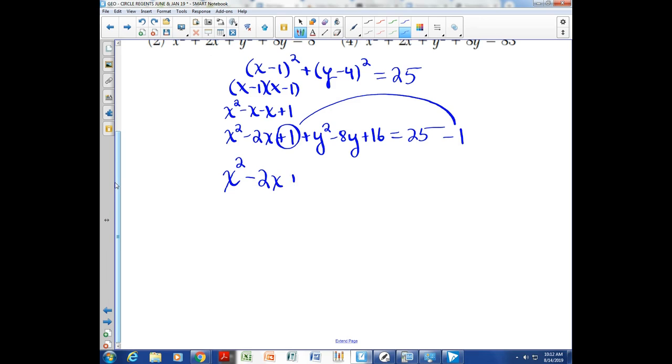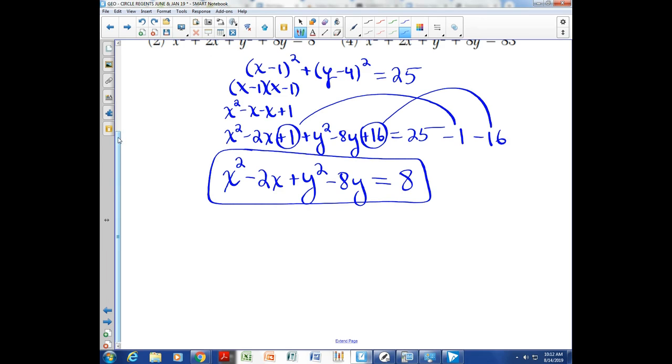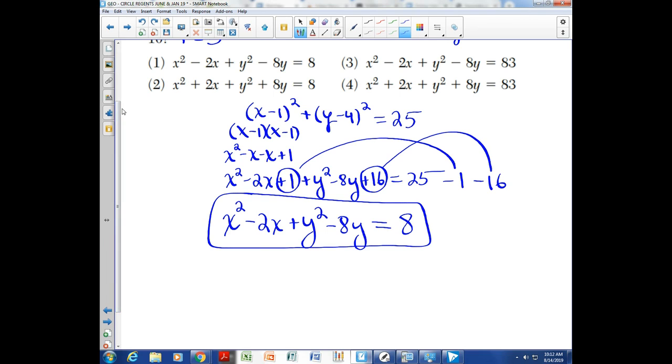Then I'm going to bring down my plus y squared and my minus 8y, and then take this positive 16, bring that to the other side, and it becomes a minus 16. So when I take 25 minus 1, I get 24, and 24 minus 16 is going to be equal to 8. So this right here should be our final answer. So let's go back up to our responses and look for x squared minus 2x plus y squared minus 8y is equal to 8. Oh, there it is. Number 1.